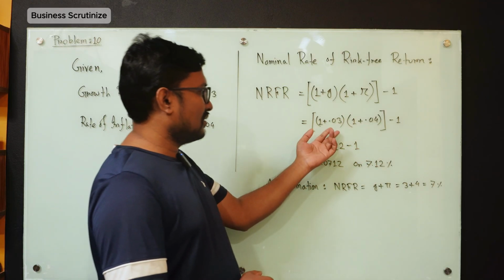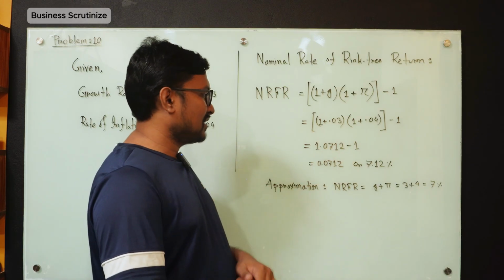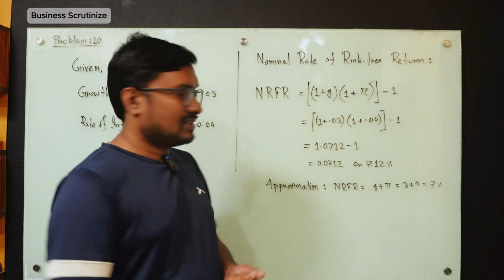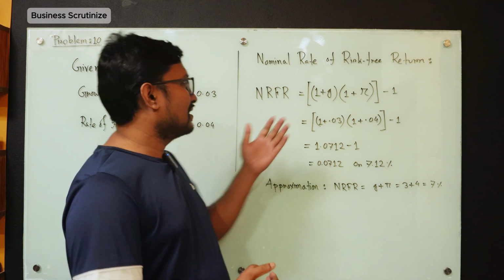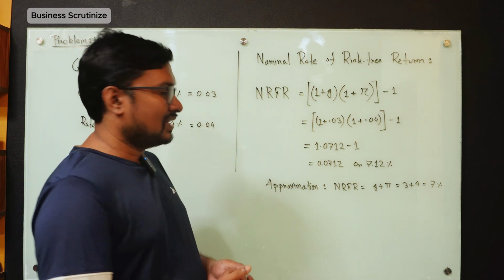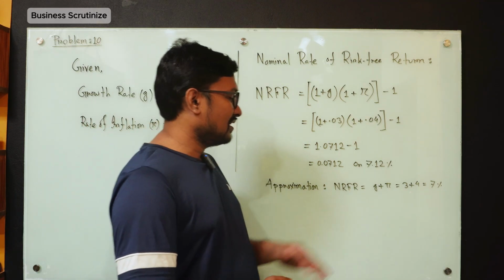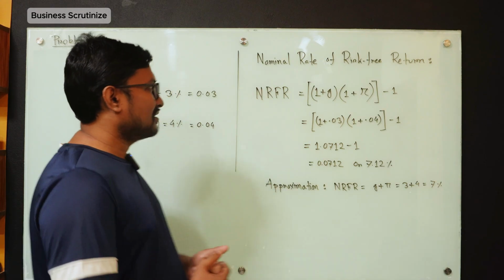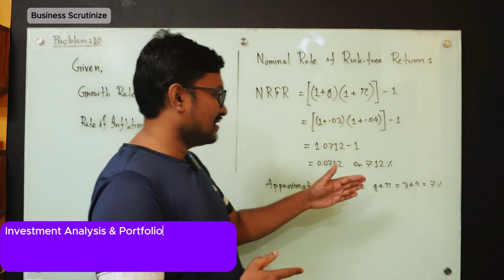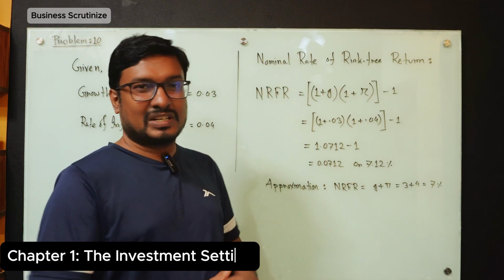And if we compute here, we will get 1.0712, and subtracting 1, it is 0.0712, or we can say 7.12% as the nominal rate of risk-free return, or NRFR. And as an approximation, we can write that NRFR, the nominal rate of risk-free return, is equal to the growth rate plus the inflation rate, which is 3 plus 4, I mean 7%. So this should be called an approximation.